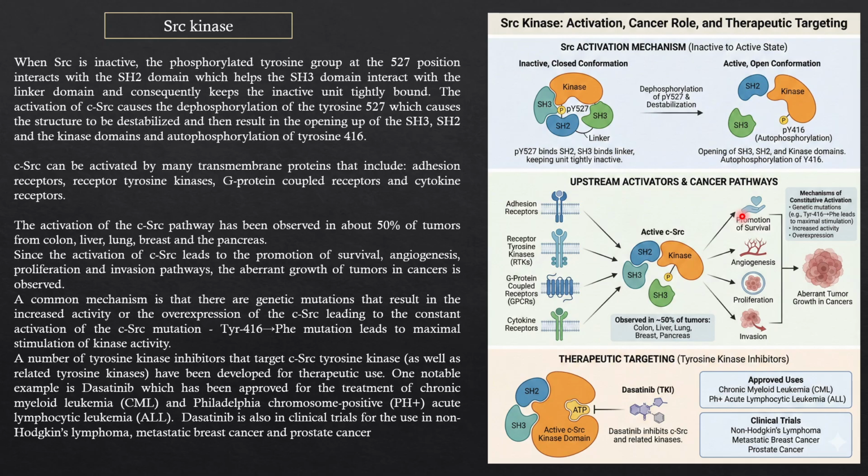Because of its central role in cancer signaling, SRC has become an important therapeutic target, and one of the key drugs used to inhibit the SRC activity is dasatinib, which is a tyrosine kinase inhibitor. Dasatinib binds the kinase domain and blocks its activity, thereby preventing the downstream signaling. It is currently approved for the treatment of chronic myeloid leukemia and Philadelphia chromosome positive acute lymphoblastic leukemia. It is also being explored in clinical trials of other cancers such as breast cancer, prostate cancer, and many others.